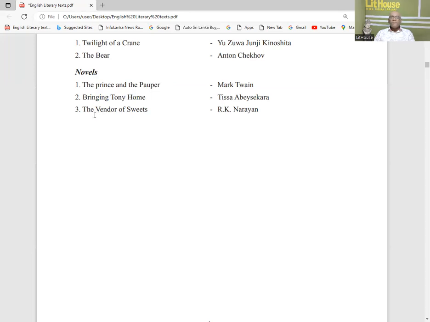Right. It's a very small book. The Vendor of Sweets is another famous novel. The writer is R.K. Narayan. He is an Indian writer. Therefore, many Indian expressions are found in this novel. Right. Now, The Prince and the Pauper is a novel for children like you.